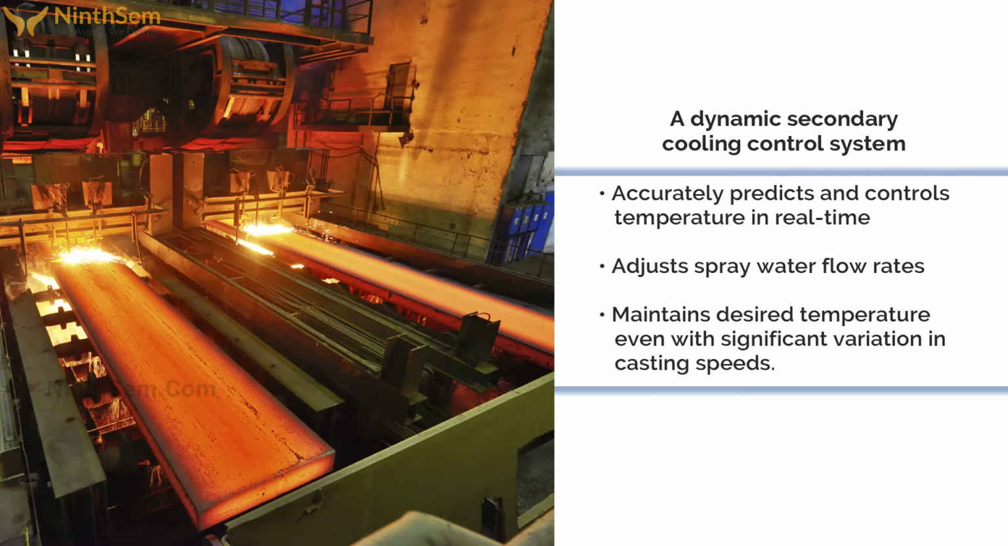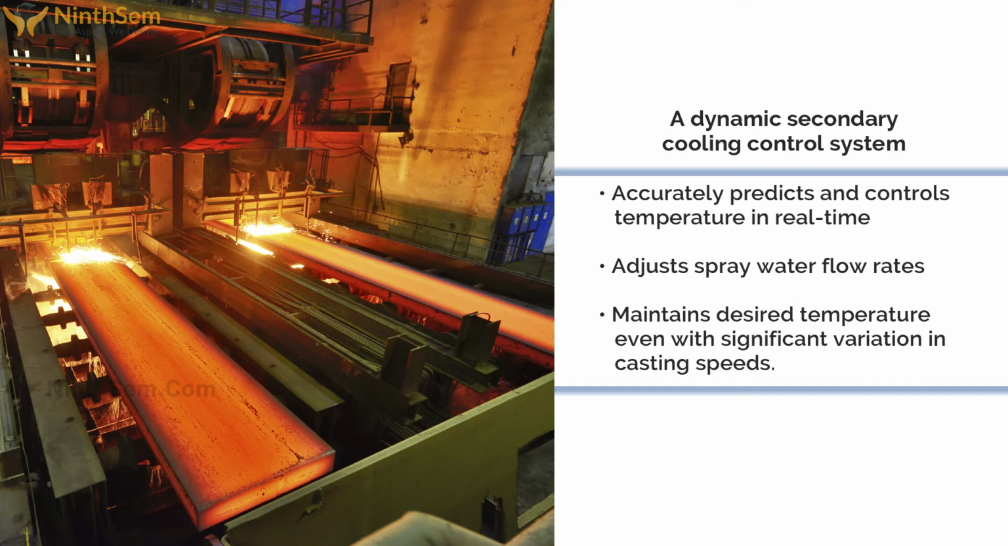Therefore, we need a dynamic secondary control system which helps in predicting and controlling the temperature accurately in real time during continuous casting of steel. Such a system adjusts the spray water flow rate in the secondary cooling zone of the caster for maintaining the desired temperature profile throughout the steel, even with significant variation in casting speed. That means the operator sets a particular flow rate to spray the water in the secondary zone, which will maintain the temperature of the entire casting process of the billet.